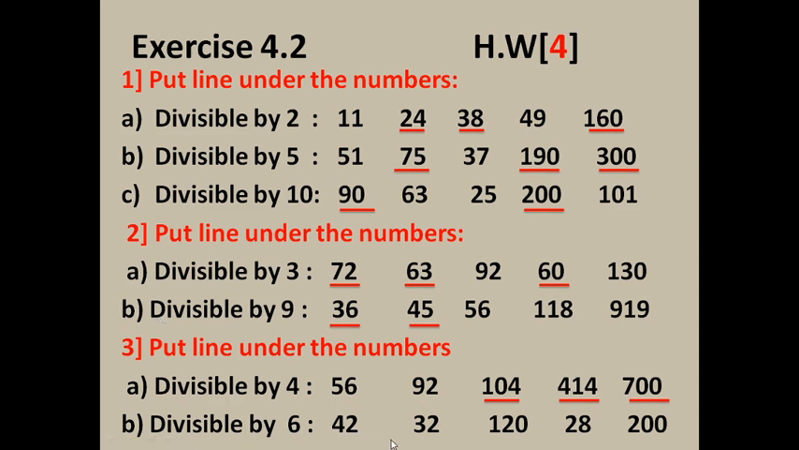Divisible by 6, 42. So 42 divisible by 6, the answer will be 7. And here 120 also. 120, if you divide it by 6 it will be 20, because 2 multiplied by 6 is 12. Yes, and if you divide 120 by 6 it will be, yes, 20. Okay.